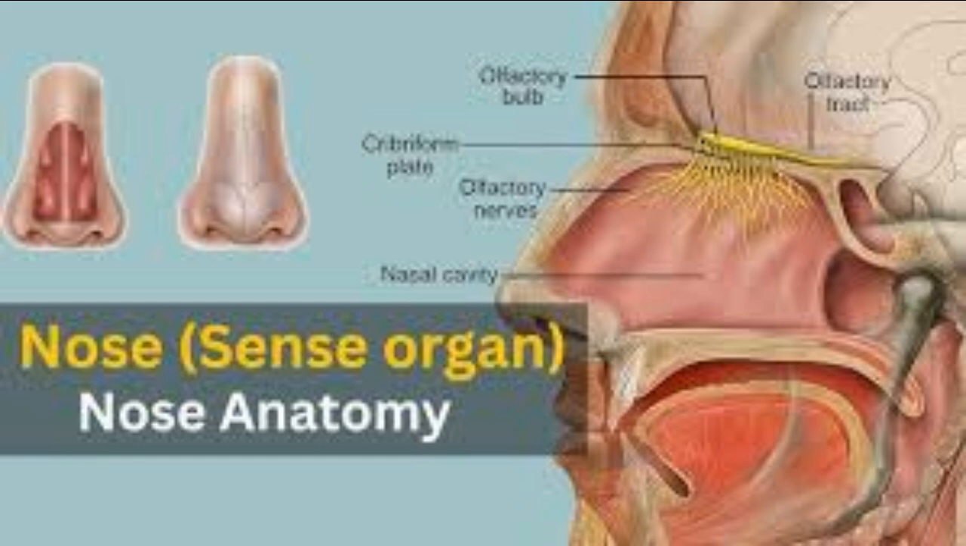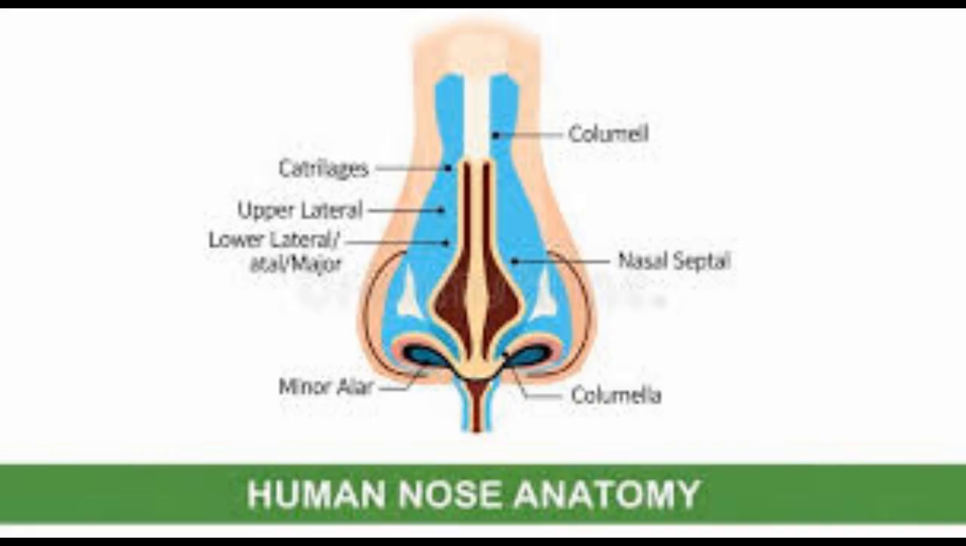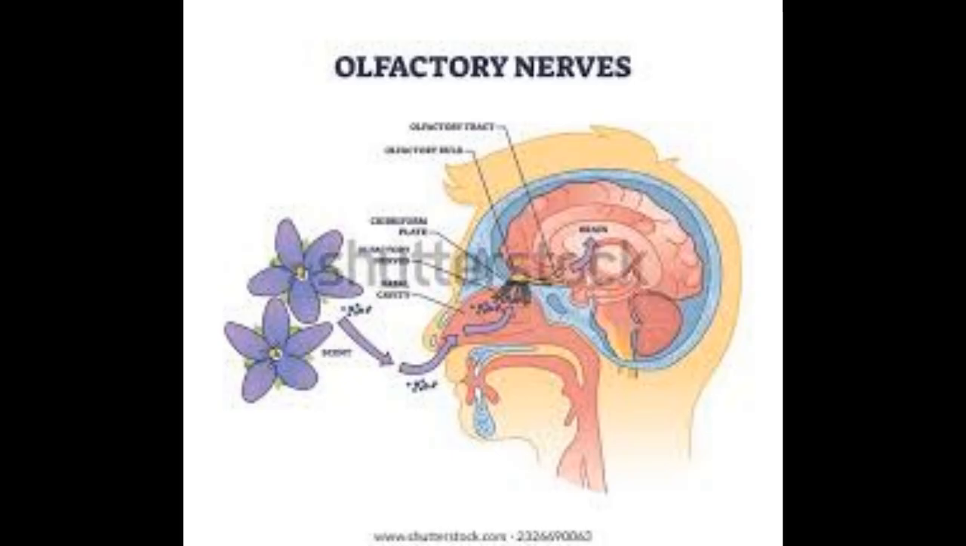1. Nostrils, the external openings of the nose. 2. Nasal bridge, the upper part of the nose, formed by the nasal bones. 3. Nasal tip, the lower part of the nose, formed by the nasal cartilages. Functions of the external nose.